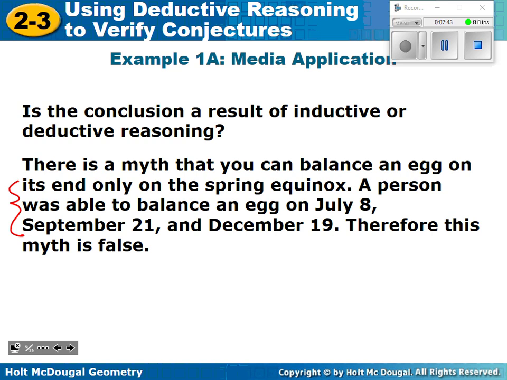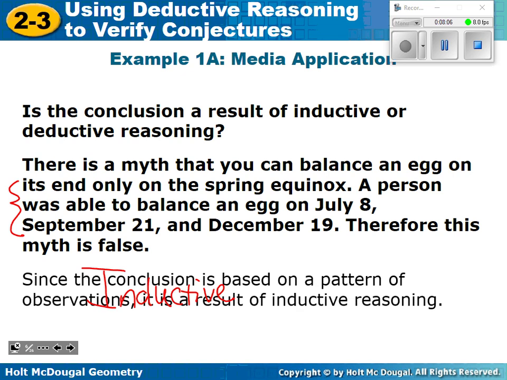Did they have to watch a series of things occur over and over to decide, or was there a given set of rules listed? Patterns, so this should be inductive. This is inductive. They had to see what happened each time. The person balanced the egg this date, they balanced the egg this date, they balanced the egg this date. That's a pattern. They watched to see what happened.